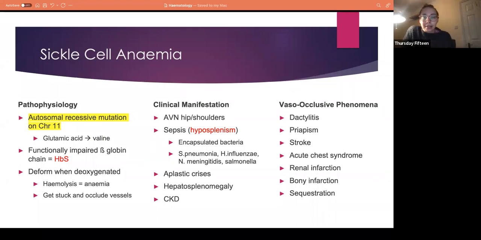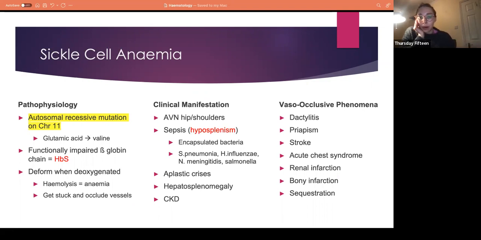One of the other random facts you might want to remember, if the MCQ ever comes up, is that people with sickle cell anemia are quite at risk of Salmonella osteomyelitis. So if they come in with osteomyelitis and it asks which bug is likely to have caused this, it's Salmonella. They also get aplastic crises, hepatosplenomegaly, and CKD. The vaso-occlusive phenomena are what we're testing in this question. This guy's coming with dactylitis. You can also get priapism, a sustained erection in the absence of sexual arousal, stroke, acute chest syndrome, renal infarction, bony infarction, and sequestration.